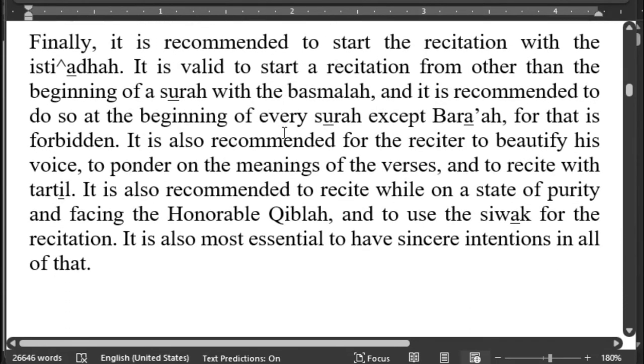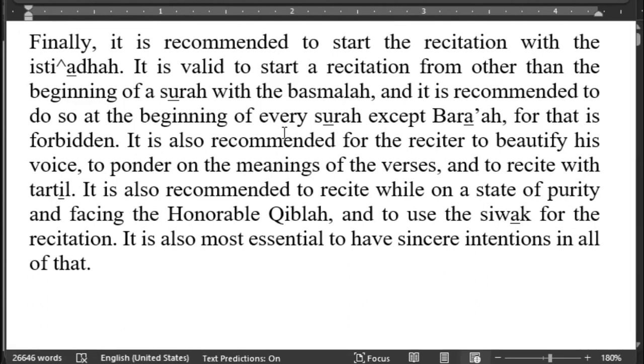And finally, it is recommended to start the recitation with isti'adha, to say, أعوذ بالله من الشيطان الرجيم. And this formula that I just recited for you now is better than reciting أعوذ بالله السميع العليم من الشيطان الرجيم. That's what we learned. Some reciters do start that way.